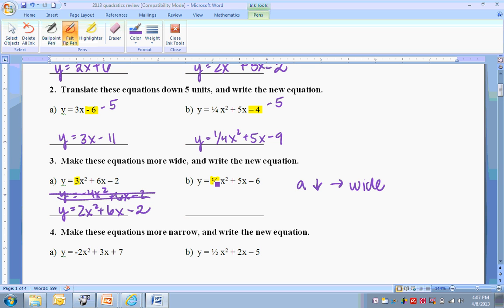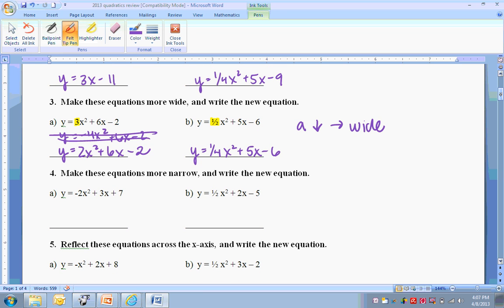Okay, so now part B, we want it to become wider. So I need to make a decrease, so something less than 1/2. But remember, I don't want to change the sign, so I'm going to make it y equals 1/4 x squared plus 5x minus 6, because that makes it wider. 1/4 is smaller than 1/2.